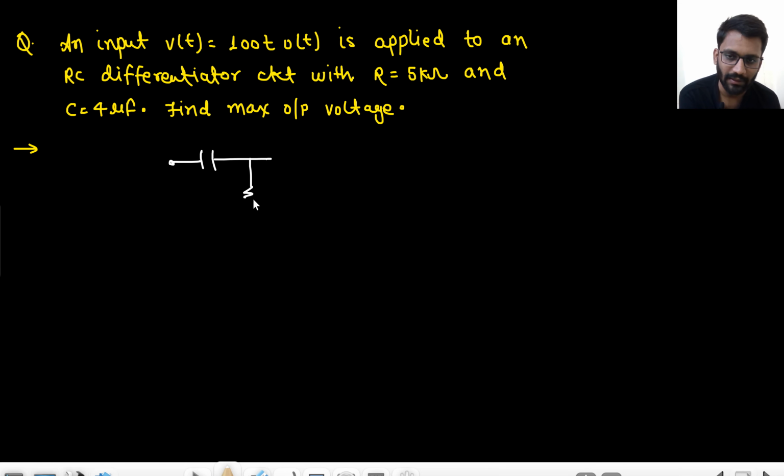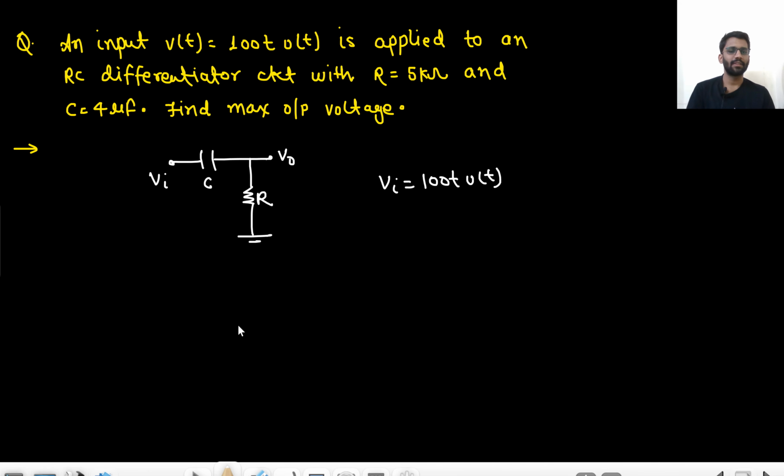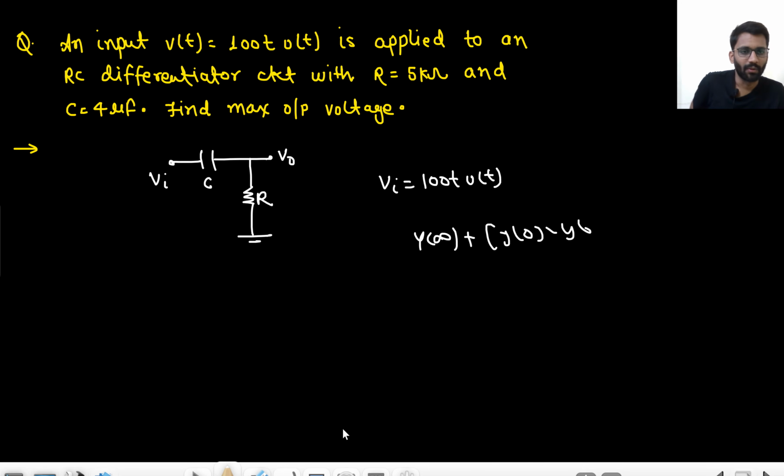This is the CR circuit, and this is V naught, this is C, and this is your V in. Your V in is 100 t u(t). Now, can you do this by saying initially the capacitor is shorted, then it is open circuited, and then write the equation y of infinity plus y of 0 minus y of infinity? Can you do this now?